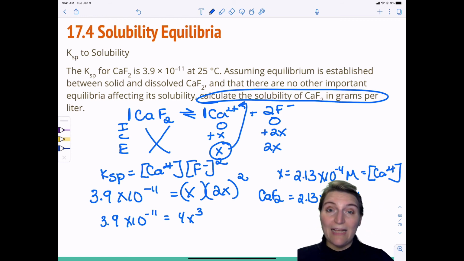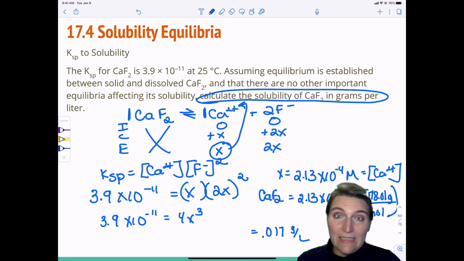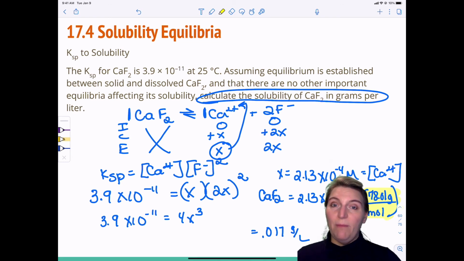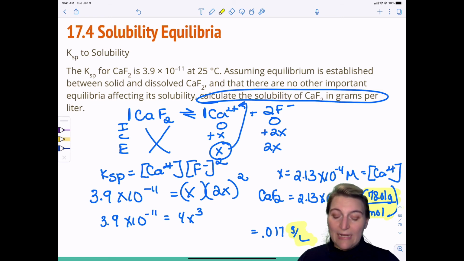Then the question goes on to ask us for it in grams per liter. Okay, so I actually didn't do that calculation beforehand. But of course, you would simply find the molar mass of calcium fluoride and then multiply the molar solubility by the molar mass to convert moles into grams. So in units grams per liter, because that's what the question is asking us to find, it is 0.01 grams per liter.